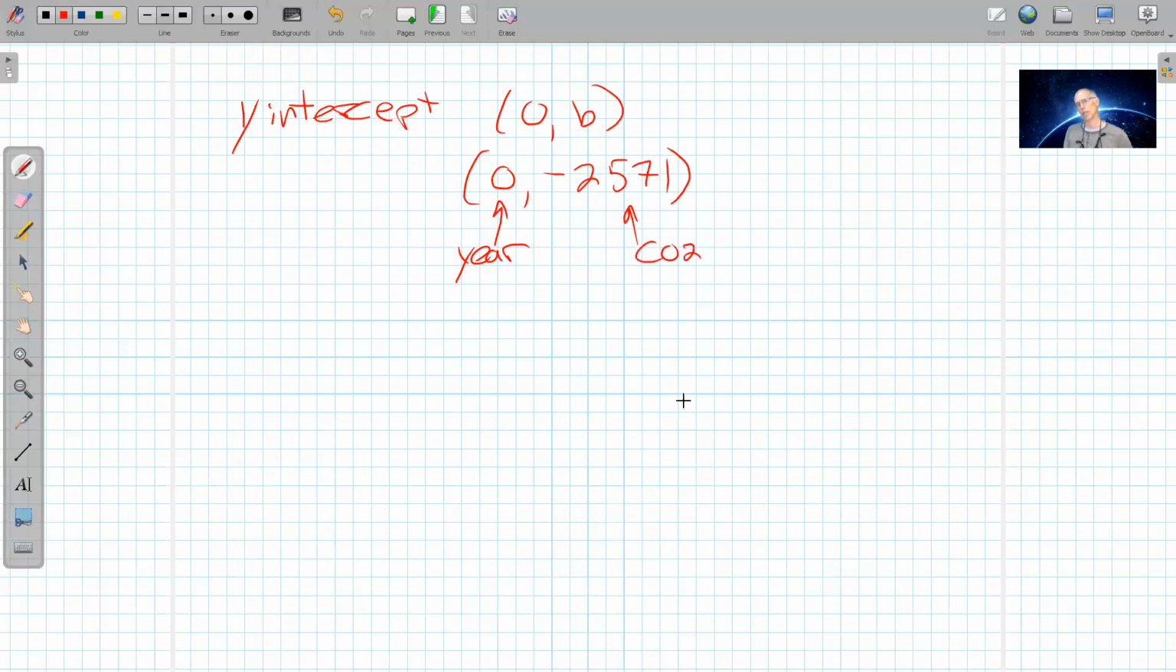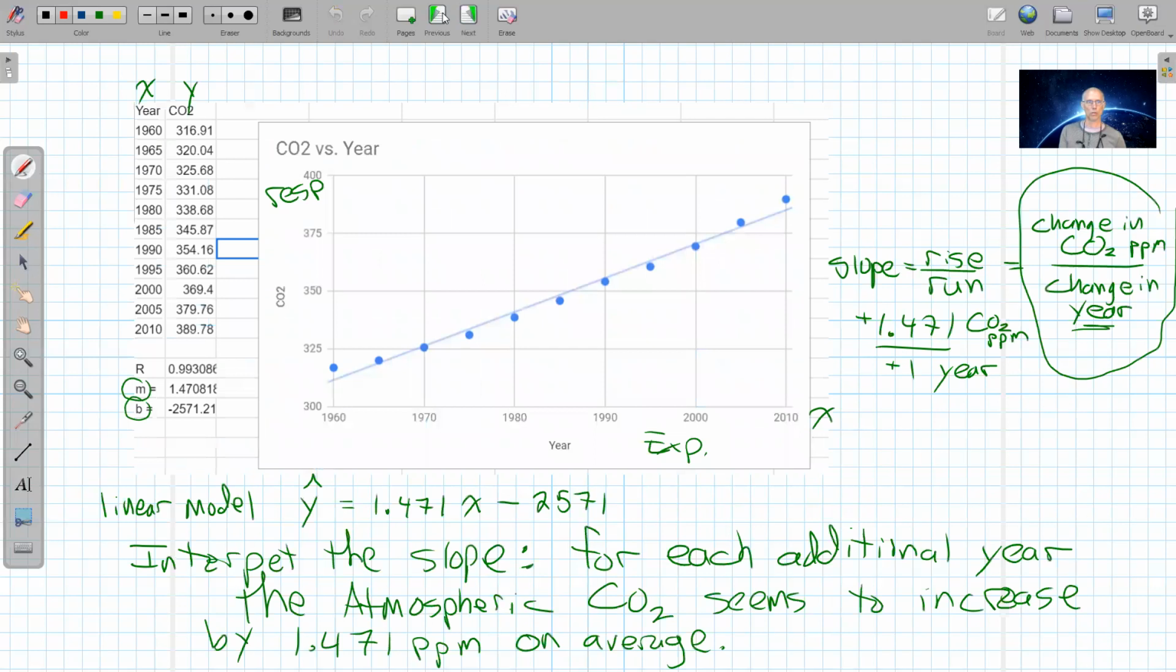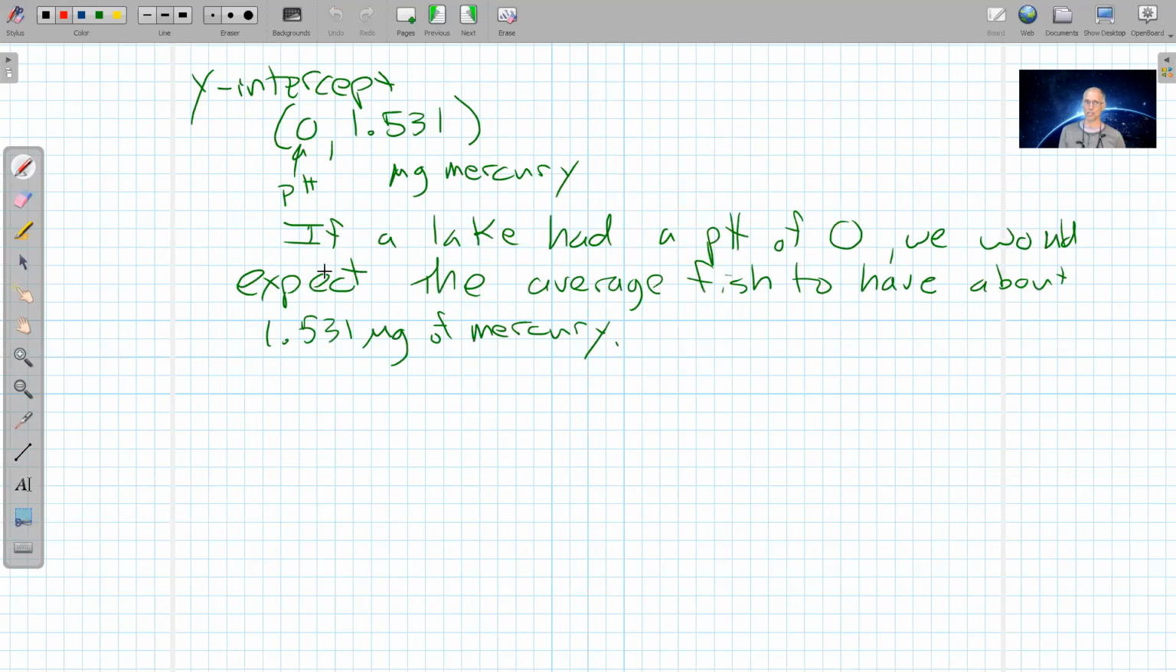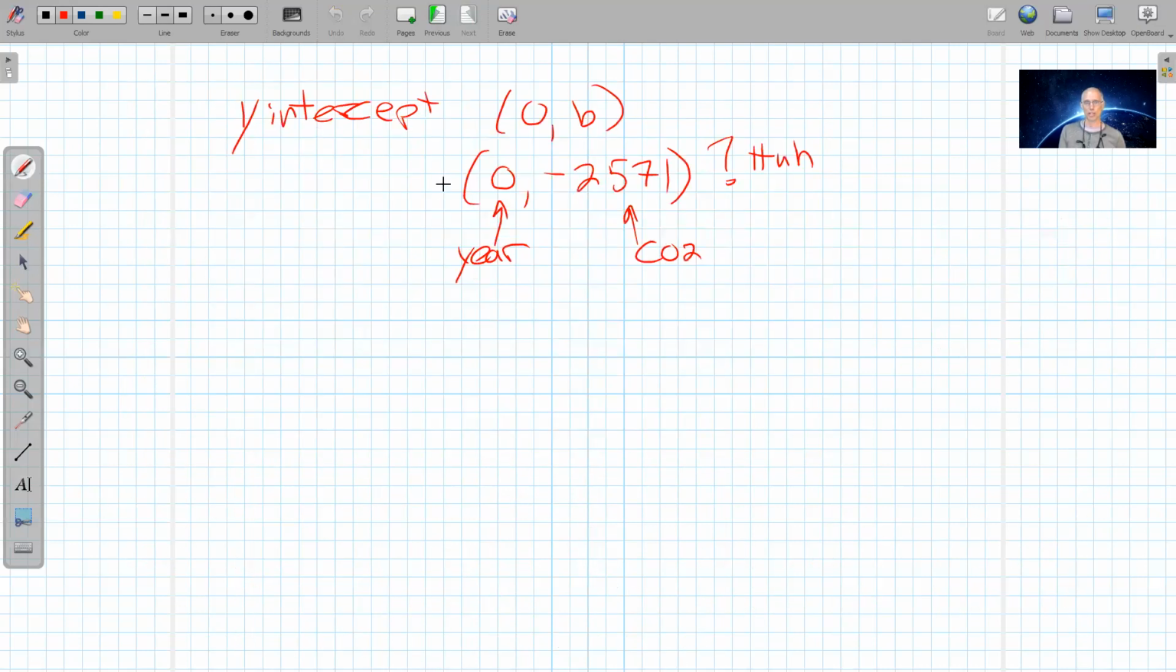Okay, so 2 problems here. One is, how can we have negative CO2? Either there's CO2 in the atmosphere or there's not. So this is like, what? Other thing is year 0. What does year 0 mean? Well, here I have 1960, 1965, and so on. Year 0 would be like 2,000 years ago, between AD and BC. Really? Year 0? Okay, which way? 2,000 years ago. Negative CO2. Not even no, right? Less than 0.